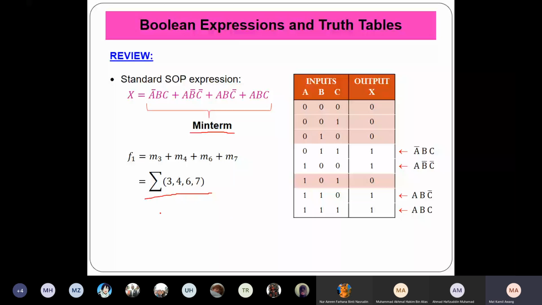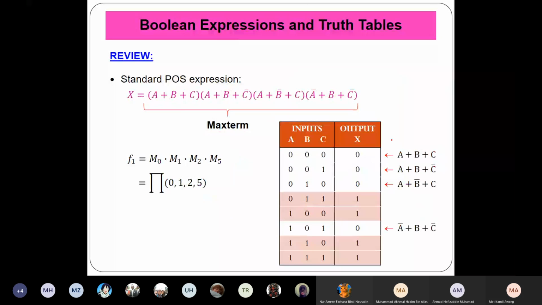Okay. For POS, basically you take the output as 0. Then you write the expression, which is in terms of POS, the product of sums. So the first term is A plus B plus C. The second term is A plus B plus C bar. The third term is A plus B bar plus C. And the last one is A bar plus B plus C bar.